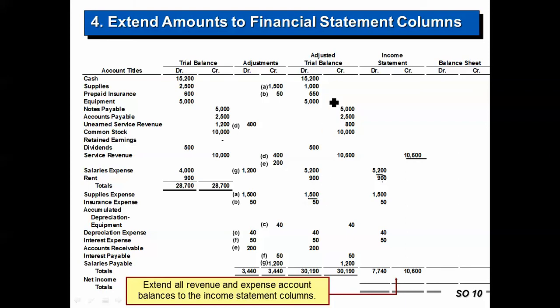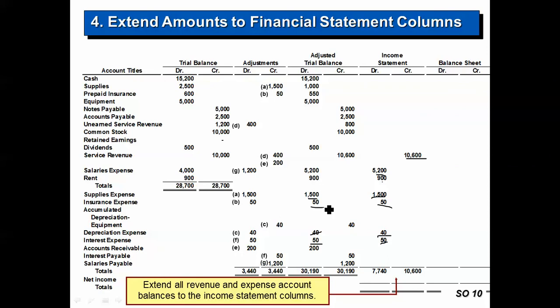If it's a debit in the adjusted trial balance and it is an expense account, you put it in the debit column of the income statement. Insurance expense, a debit in the adjusted trial balance, a debit in the income statement. Accumulated depreciation is a balance sheet account, so we leave that alone. But depreciation expense is a debit in the adjusted trial balance. We make it a debit in the income statement. Interest expense was a debit in the adjusted trial balance. We make it a debit in the income statement. Accounts receivable is balance sheet. Interest payable is balance sheet. Salaries payable is balance sheet.